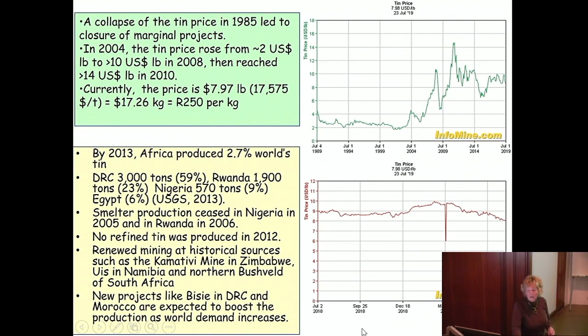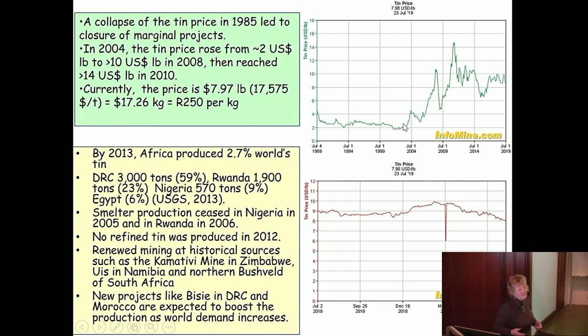And when I was working in Nigeria, within the space of 18 months, the price of tin halved. And there was this major world collapse in tin price in 1985, partly because the International Tin Council flooded the market and there was an oversupply, so the price went down. But as you see from this Infomine diagram here, the price of tin bounced along from about 1989 to about 2004, at something like $2 a pound.